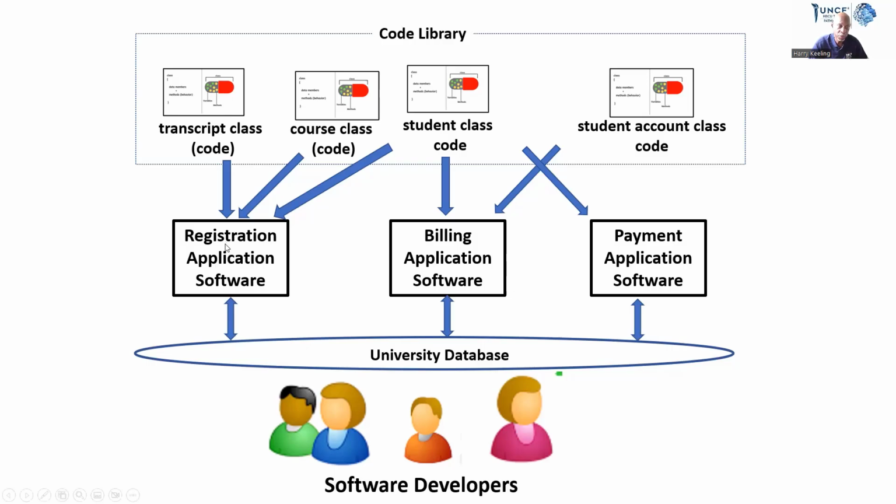So in this particular example, the registration application software would need to have a transcript object that would be instantiated from the code from the transcript class and have certain operations and methods that are going to be performed on those objects, as well as objects from the course class and objects from the student class need to be instantiated to perform operations.